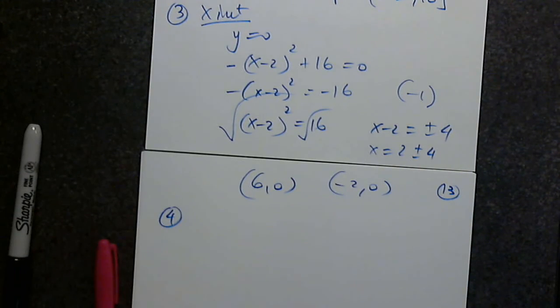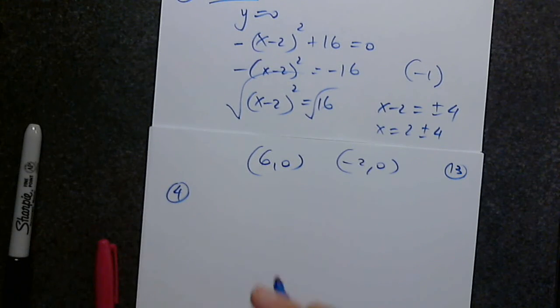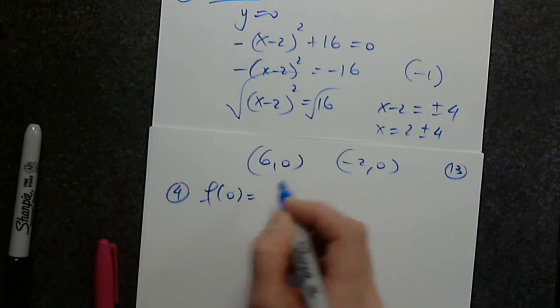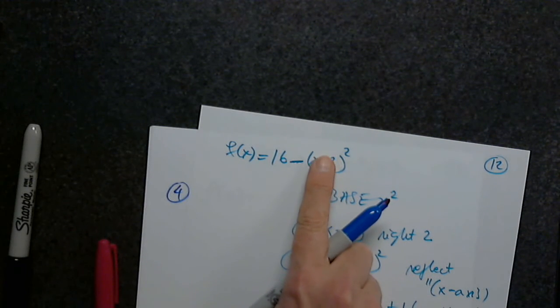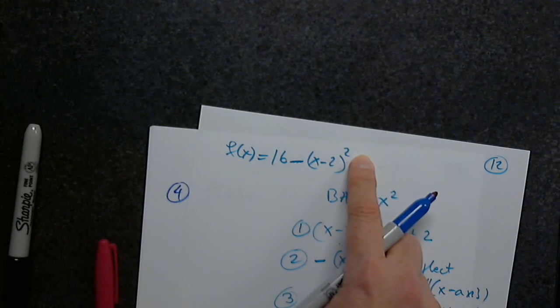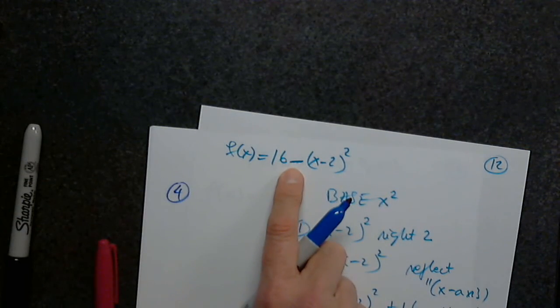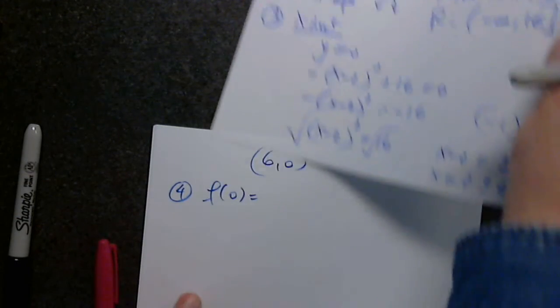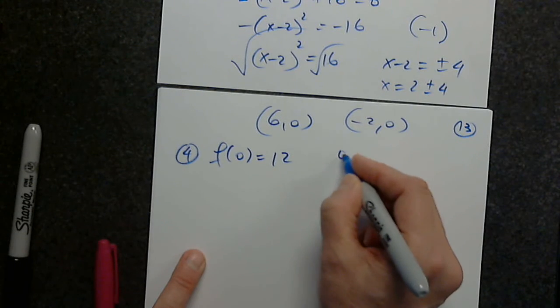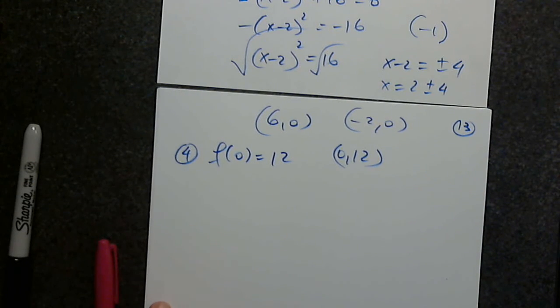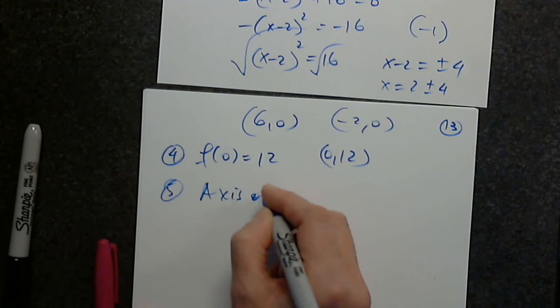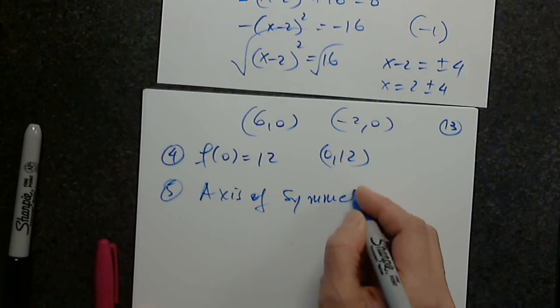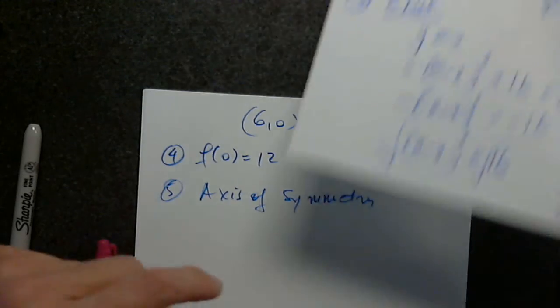And number 4, we plug in 0. 0 minus 2 is negative 2. Negative 2 squared is 4. 4 with minus in front is negative 4. 16 minus 4 is 12. So 0 comma 12. And 5, the axis of symmetry. It's the vertical line passing through the vertex. So it's x equals 2.